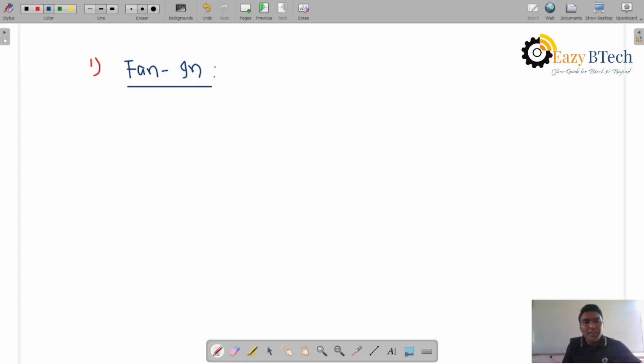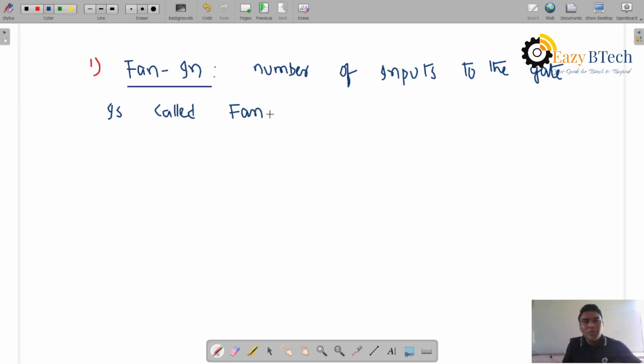The number of inputs to the gate is called fan in. The number of inputs to the logic gate is called fan in. So the number of inputs that are connected to the logic gate is called fan in.